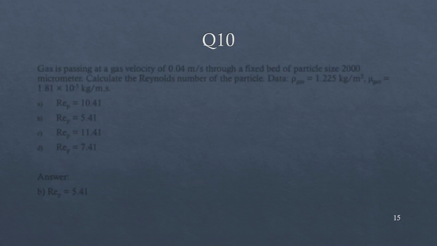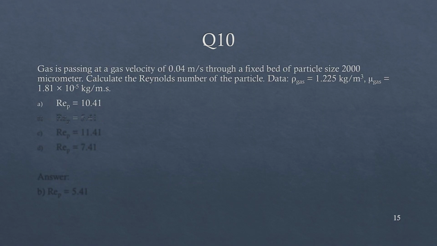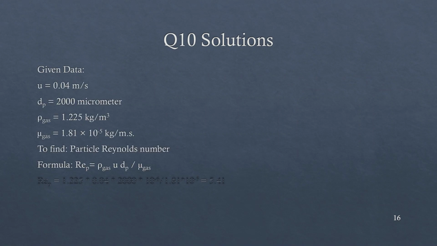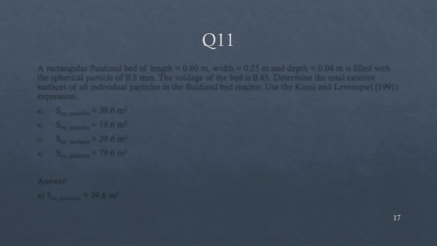And in question 10, it is asked to calculate the Reynolds number of the particle. The particle Reynolds number is given by rho into v into dp by mu, where rho is the fluid density, v is the fluid velocity, and dp is the diameter of the particle. Since we are calculating the Reynolds number of the particles, we use the diameter of the particle as the characteristic length, divided by mu, which is the viscosity of the fluid. On substituting all these values, we get the particle Reynolds number. Again, it is a straightforward question.